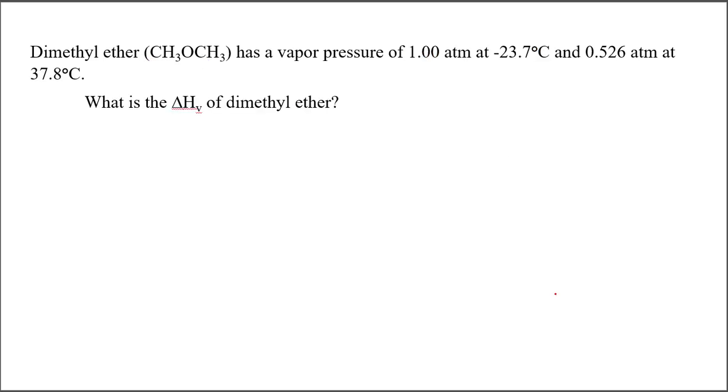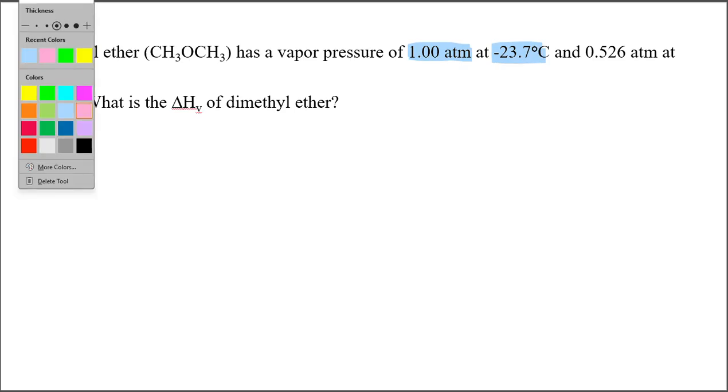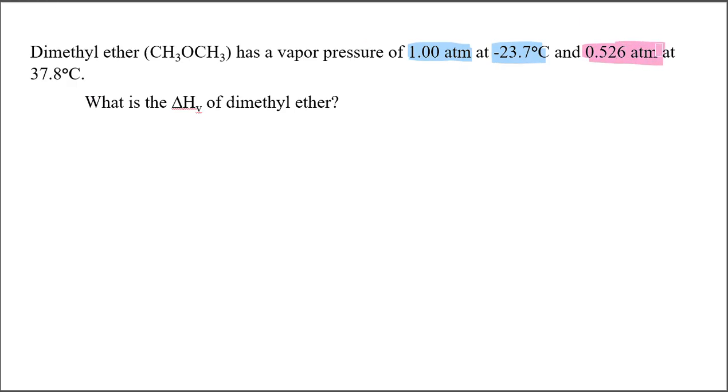And now, what is the delta H of vaporization of dimethyl ether? Let us solve some Clausius-Clapeyron. So we have one set of things. We know 1 atmosphere and negative 23.7 degrees goes together. We know 0.526 atmospheres goes together with 37.8.